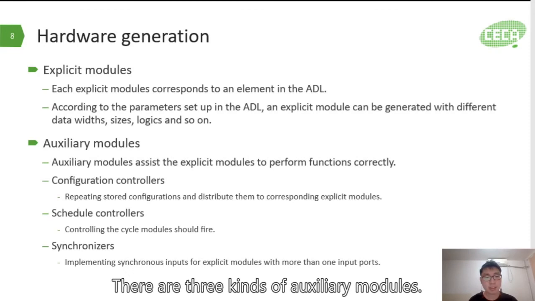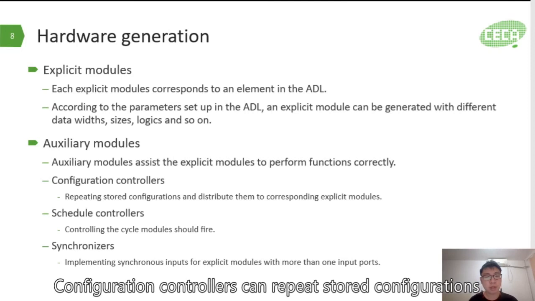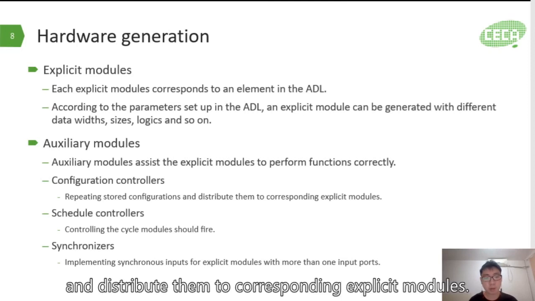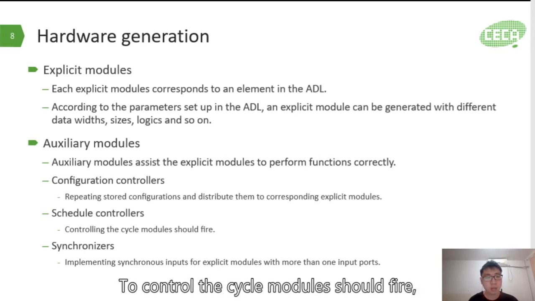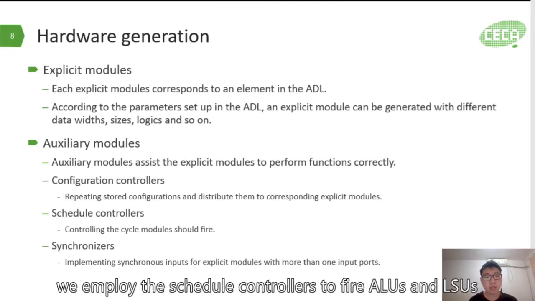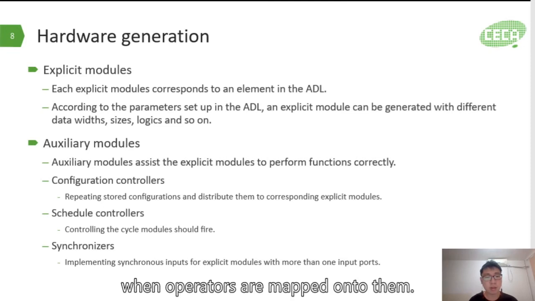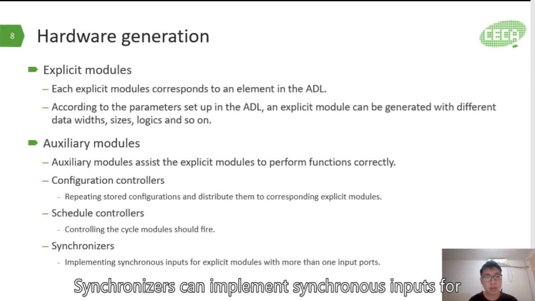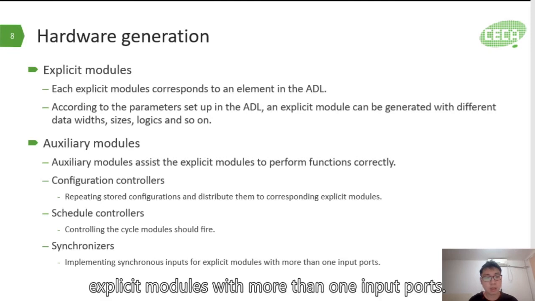There are three kinds of auxiliary modules. Config controls can repeat stored configurations and distribute them to corresponding explicit modules. To control the cycle modules should fire, we employ the schedule controls to fire ALUs and LSUs when operators are mapped onto them. Synchronizers can implement synchronized input for explicit modules with more than one input port.